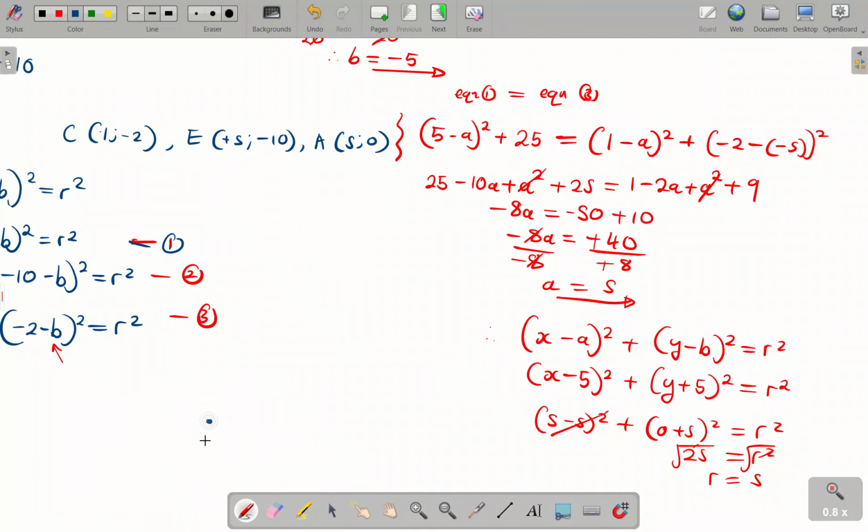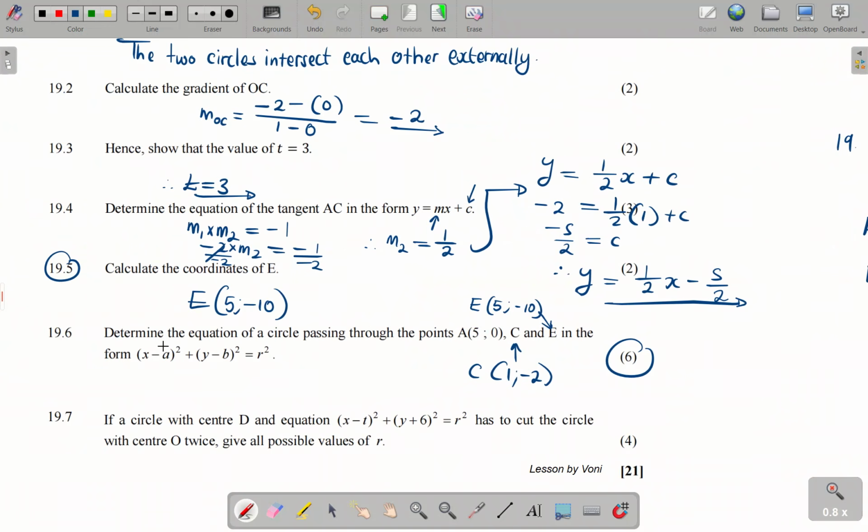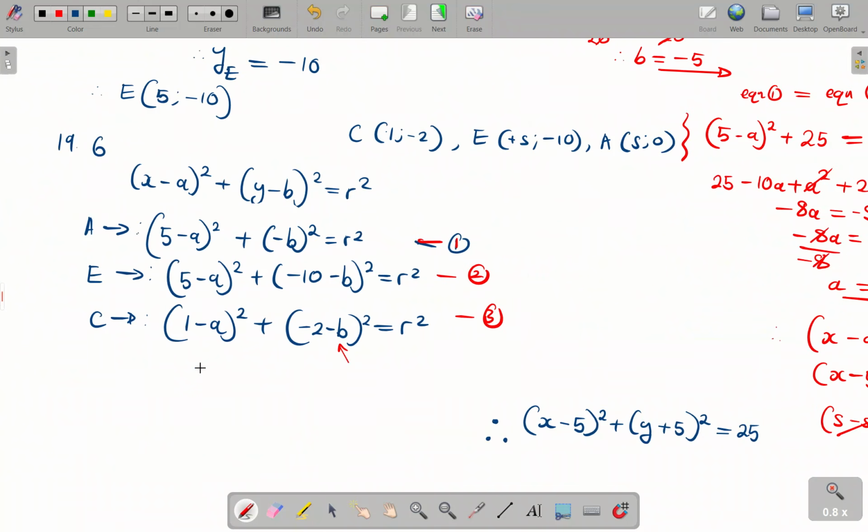So just say therefore, now the equation becomes x minus 5 squared plus y plus 5 squared, which is equal to, of course, 25. If you see r squared there, r is 5, squared is 25. So this would be your equation there. Let's check if we answered what they asked us. So determine the equation of the second circle through the point, and so on. So that's it there. That's what you have.